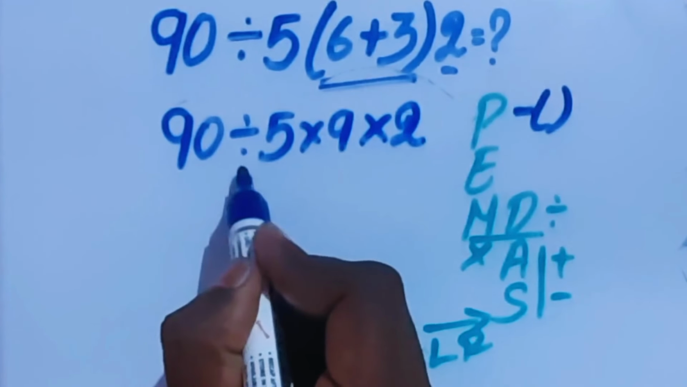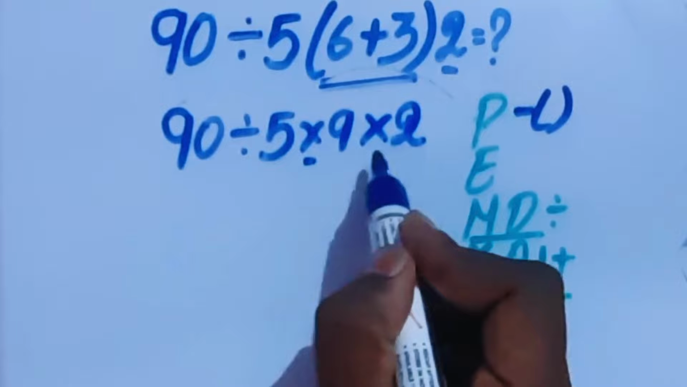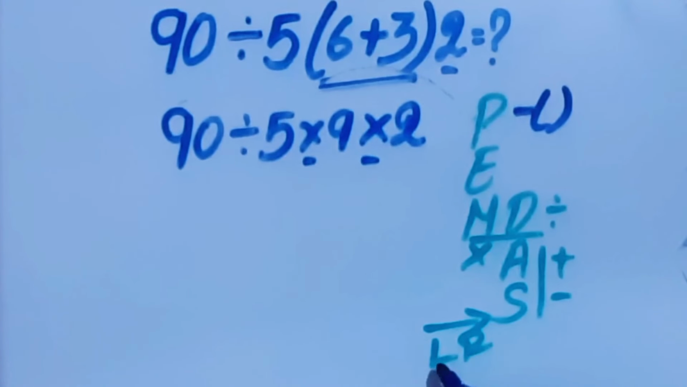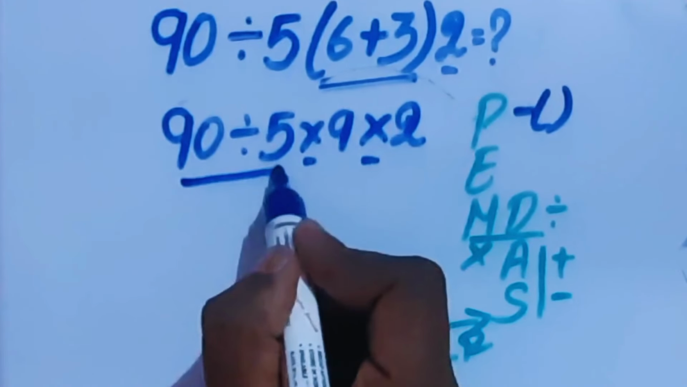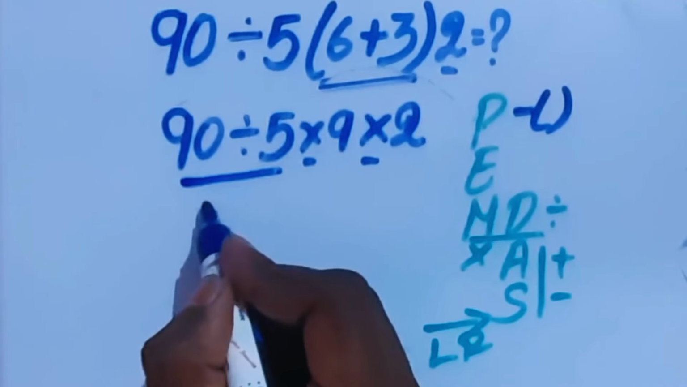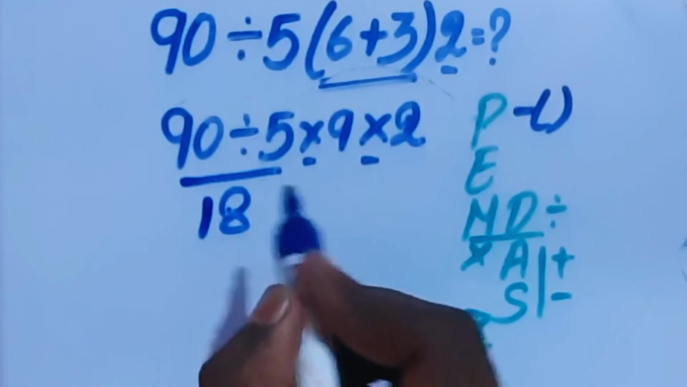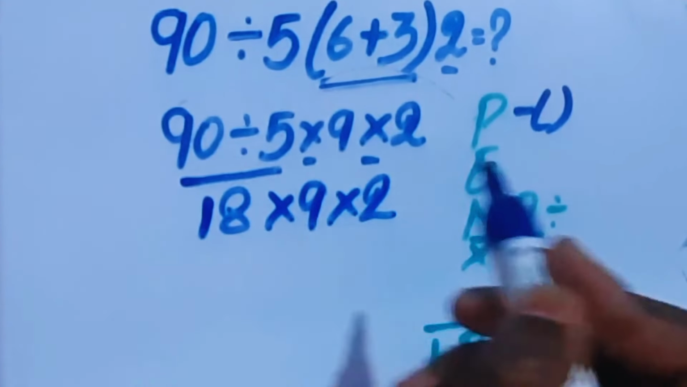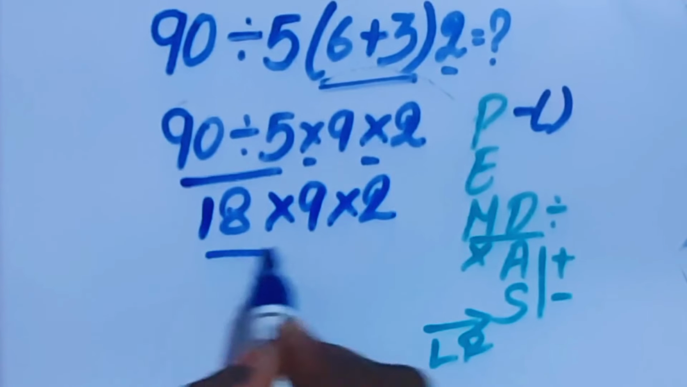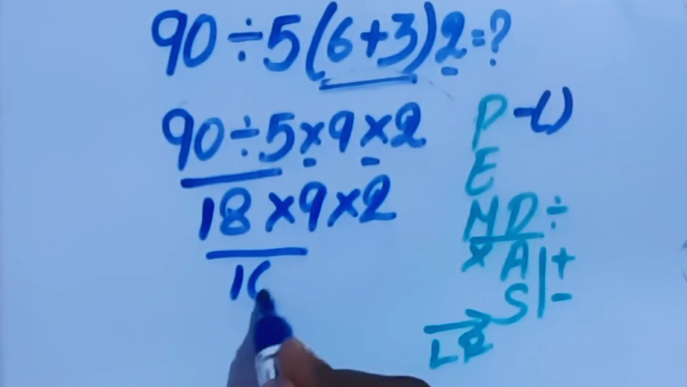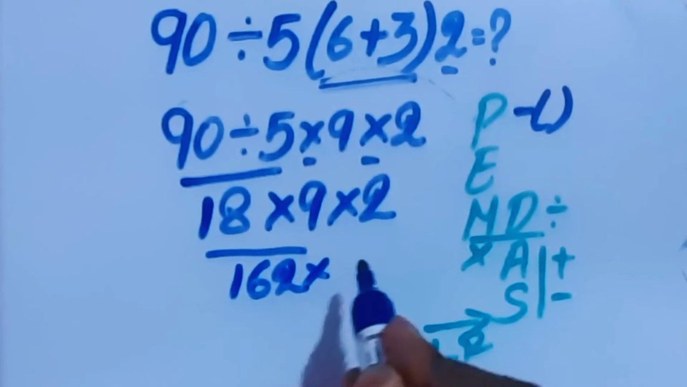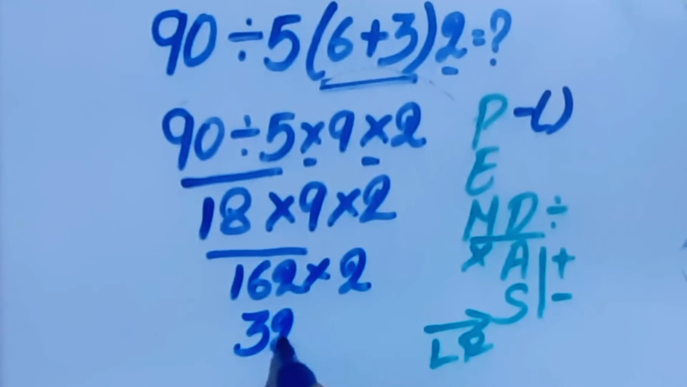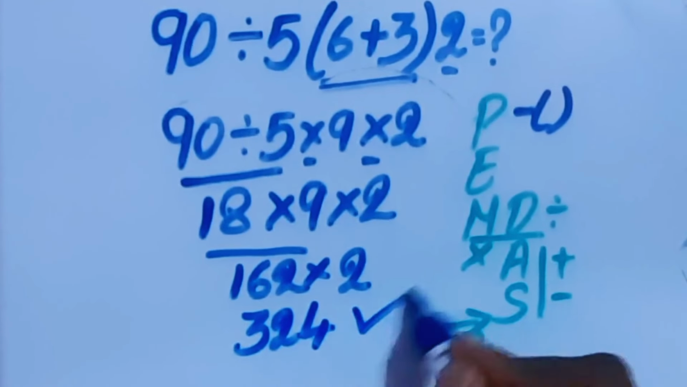Now we have division, multiplication and multiplication. All are equal priority. We have to follow left to right here. Left to right is this. So 18 times 9 times 2. Now this is 162 times 2, which is 324. That is the correct answer.